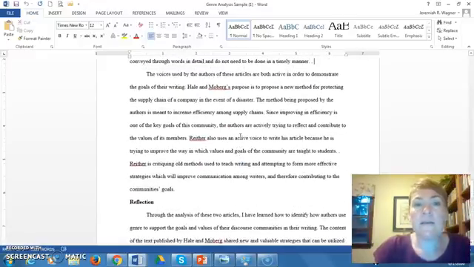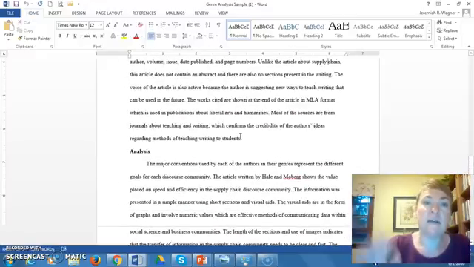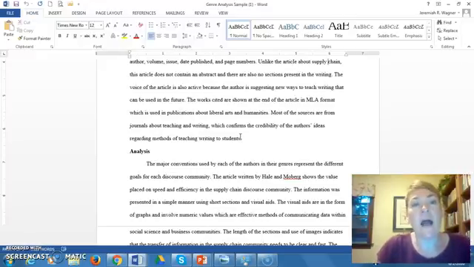So I think this gives you a good idea of the organization and the structure, and you can take a closer look at it yourself to see exactly how the student identified and presented that information.